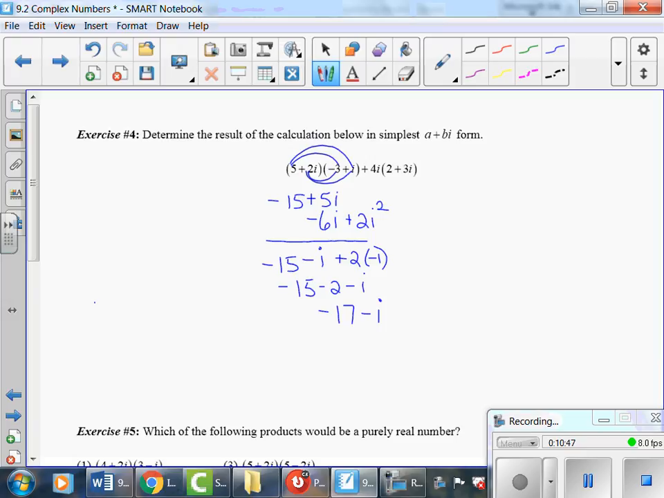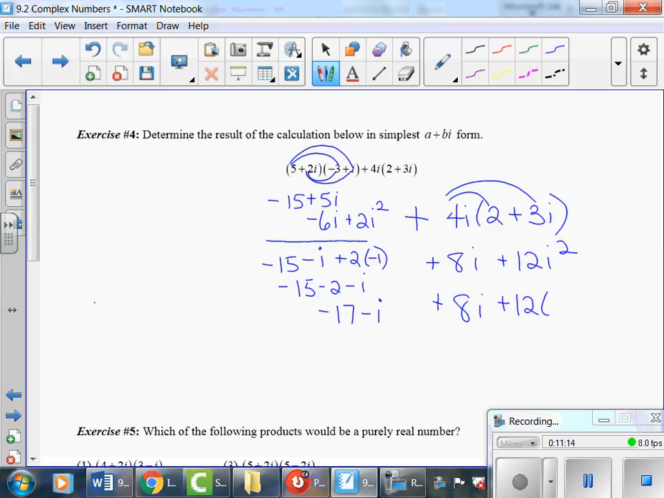So you could, at this point, start saying to yourself, now we're going to do that big old plus sign here, and we're going to get 4i, and let's write it out so we don't get confused. So we're going to do this part next. So multiply, distribute, and you get positive 8i plus 12i squared, which is plus 8i plus 12 times negative 1. So what am I adding to this? So basically at this point, I have negative 17 minus i.